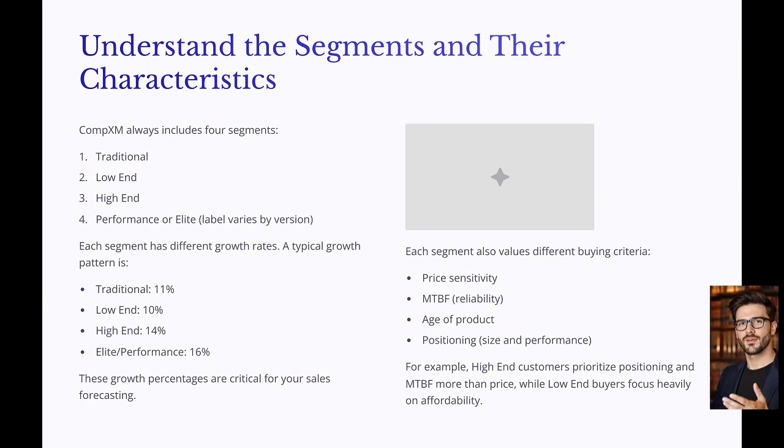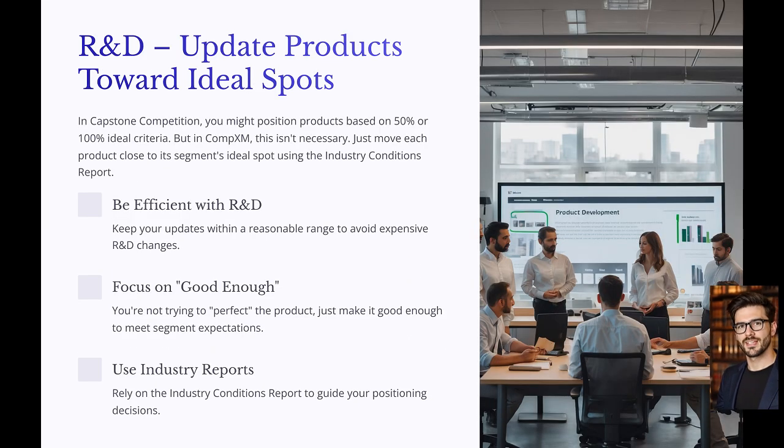Step 3. R&D. Update products toward ideal spots. In Capstone competition, you might position products based on 50% or 100% ideal criteria. But in CompXM, this isn't necessary. Just move each product close to its segment's ideal spot using the industry conditions report. Be efficient, keep your updates within a reasonable range to avoid expensive R&D changes. You're not trying to perfect the product, just make it good enough to meet segment expectations.